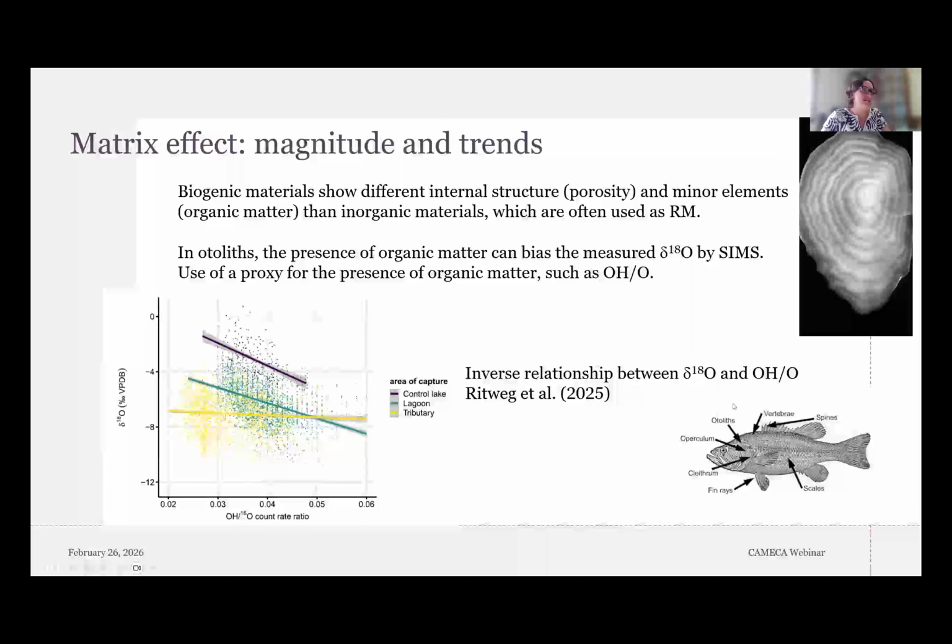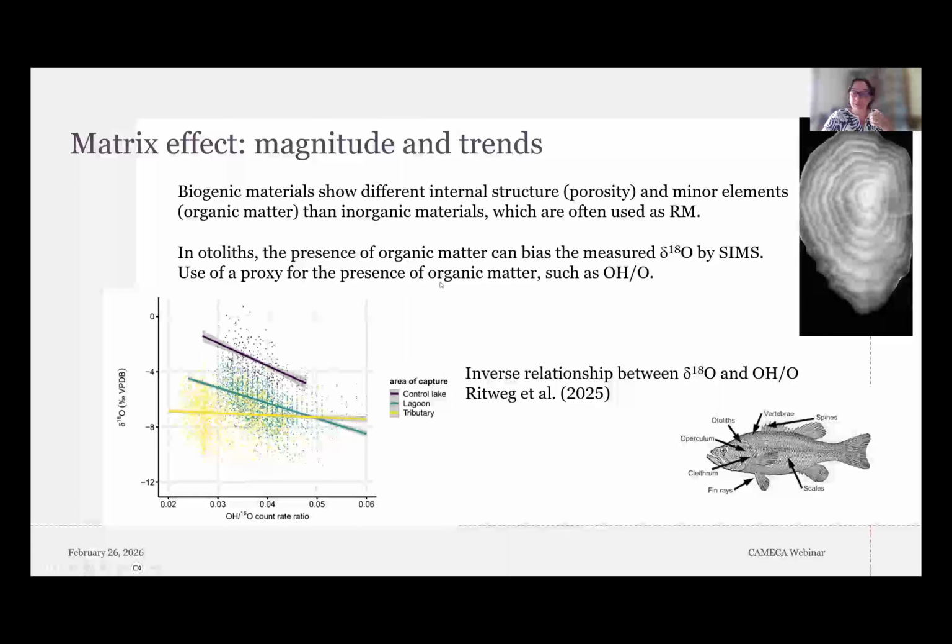This is an example of analysis of oxygen isotopes in otoliths. Otoliths are little bones that are incorporated into the ear of fish, and they grow concentrically like a tree, and they potentially record geochemical information of the fish's environment. The problem of this material is that it's often quite porous.